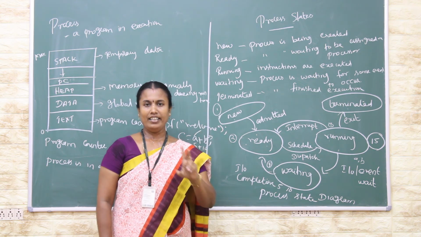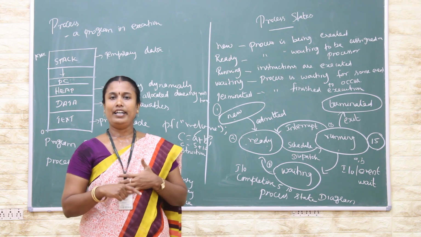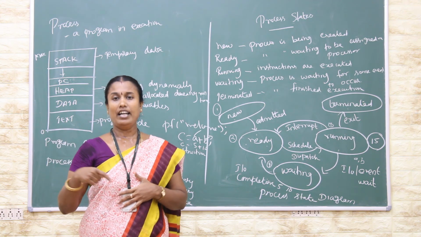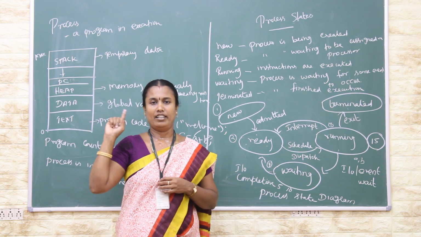Mainly the process state has two different paths. When you are going to get input, it goes to the waiting state; otherwise it goes directly through new, ready, running, terminated.